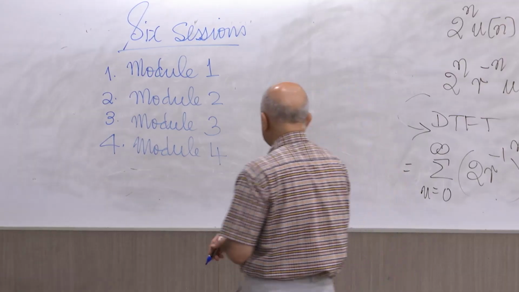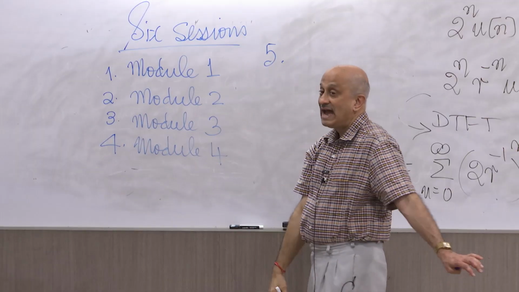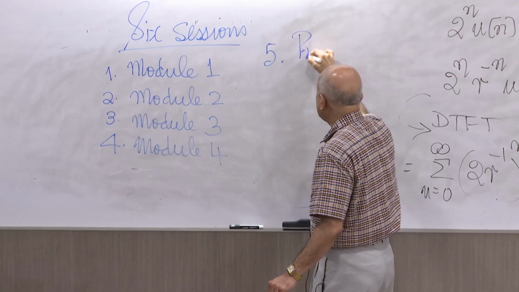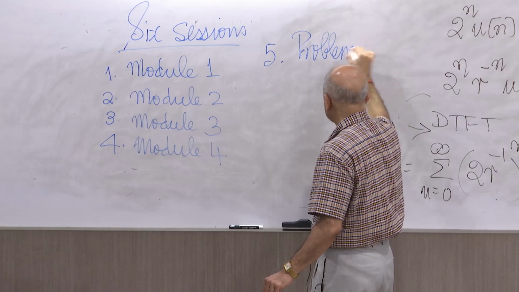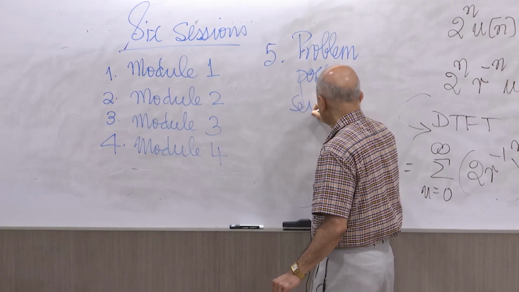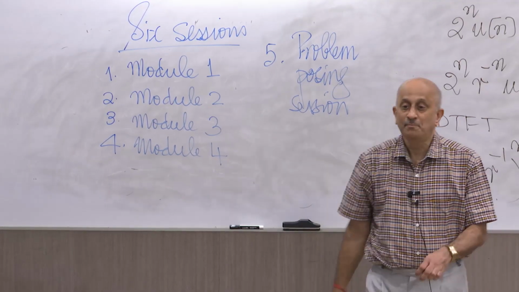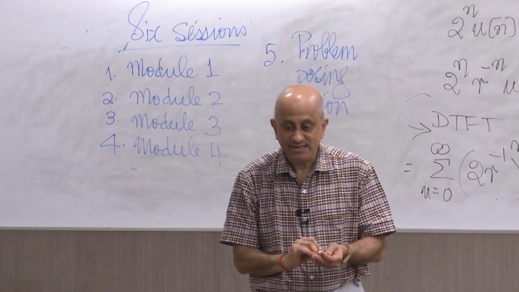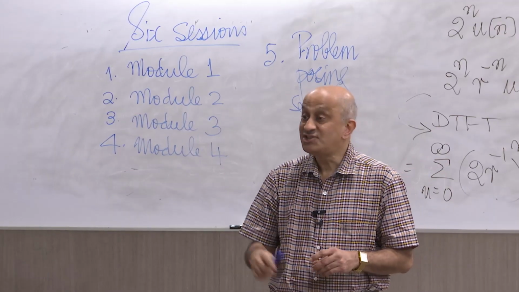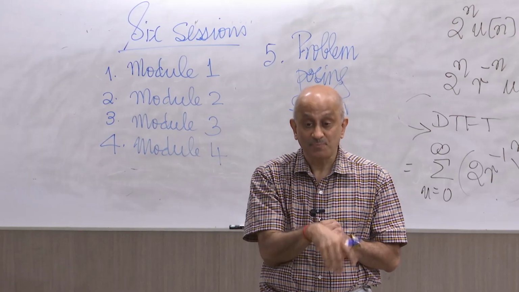In the 5th session, you will have a problem posing session. What is a problem posing session? Each group, you had formed 11 groups. Each group, 10 groups, sorry.